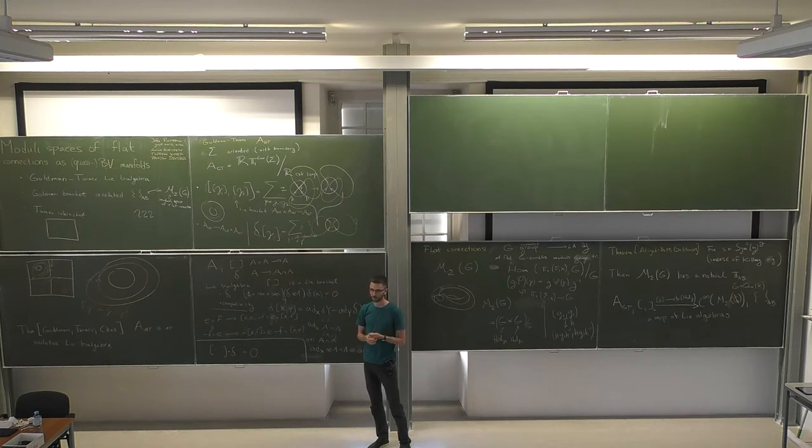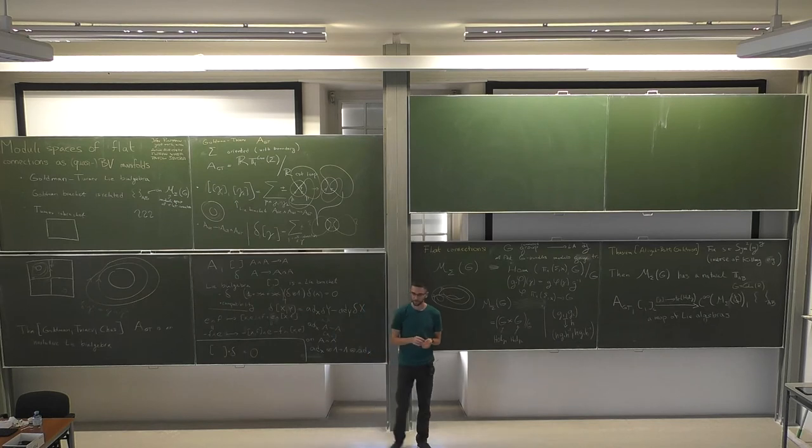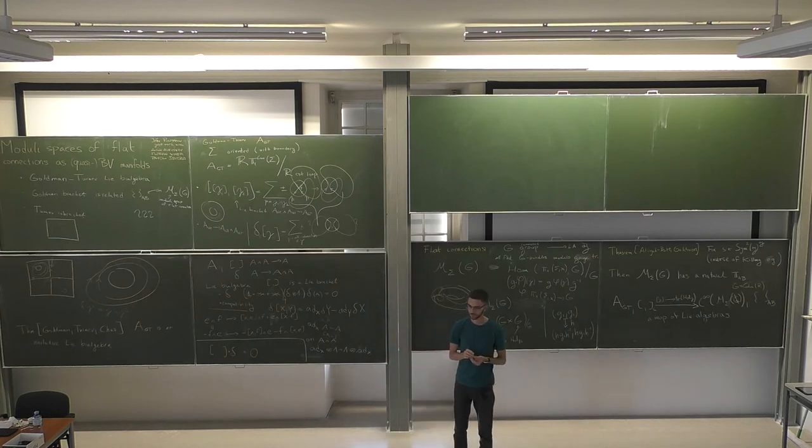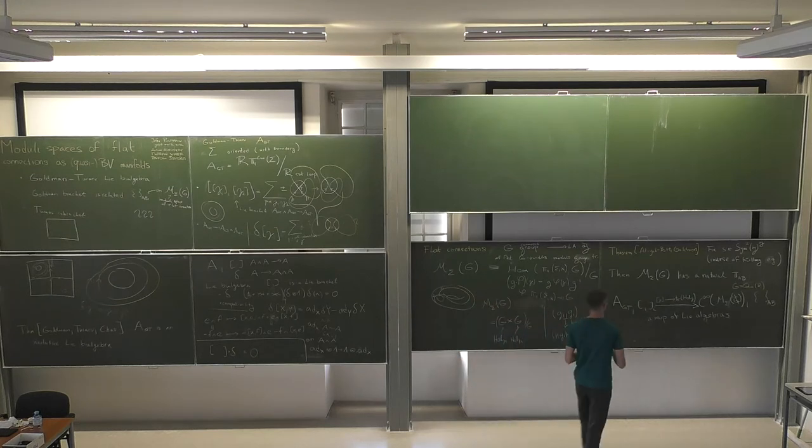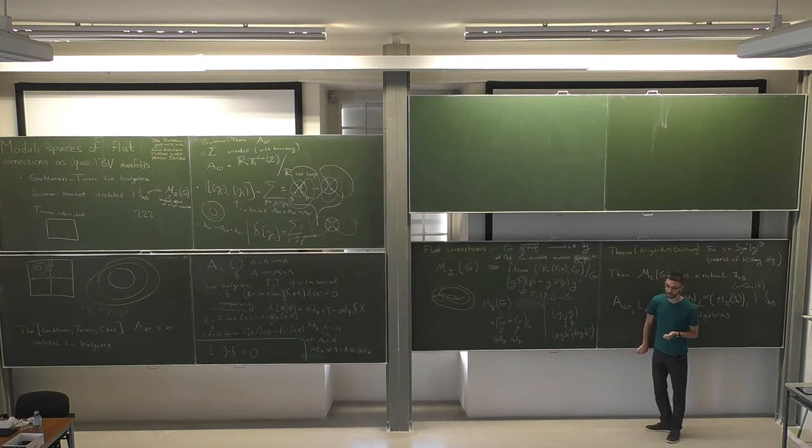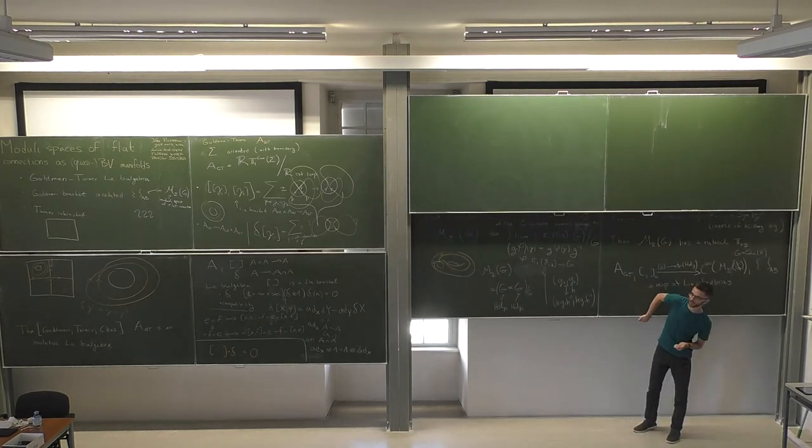And for which groups do you know it? I don't remember the details, but there is a list in the paper by Goldman where he lists all of them. It's for GLN, SLN, SON, and also the symplectic group, if I remember. It's better to look in the paper of Goldman. There's a list.